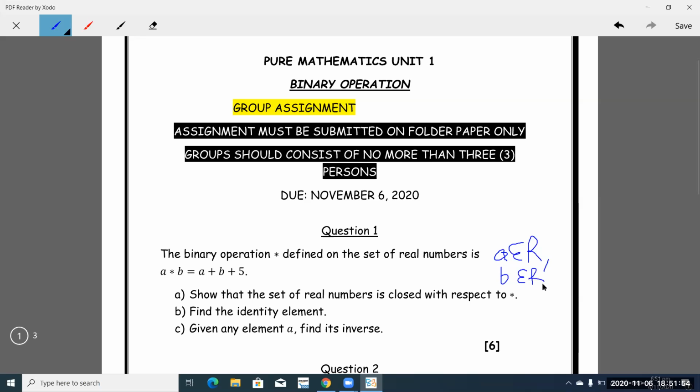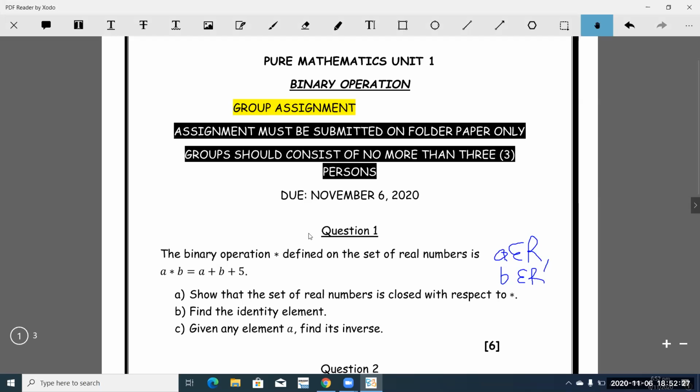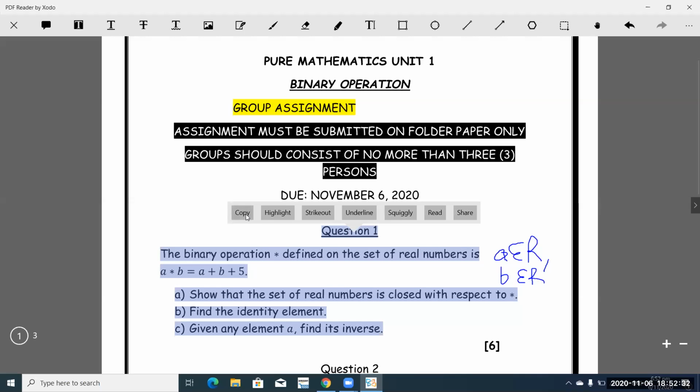Now, if A is an element of real and B is an element of real, A plus B, when you add two real numbers, what are you going to get? You get a real number. Now, when you add that real number to plus 5, what are you going to get? You also get another real number. So hence you can say that yes, the set of real numbers is closed with respect to star. So that's how you do that question. So let's write down the solution. Let's copy this question and we're going to do this one first. Very easy.